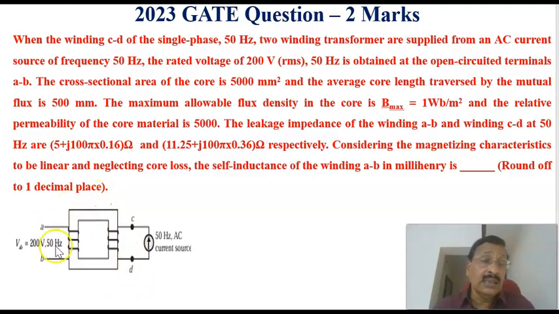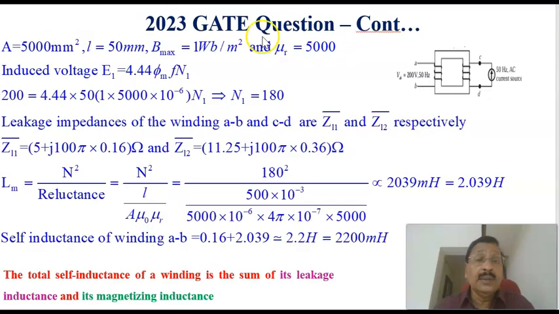Therefore, this is the transformer in which a 50 Hertz AC current is supplied and the secondary induced voltage is 200 volt, 50 Hertz. Now continuing the same problem. The cross-sectional area is given as 5000 millimeter square and the length of the flux path is 500 millimeter. Maximum flux density equal to 1 Weber per meter square and the relative permeability equal to 5000.